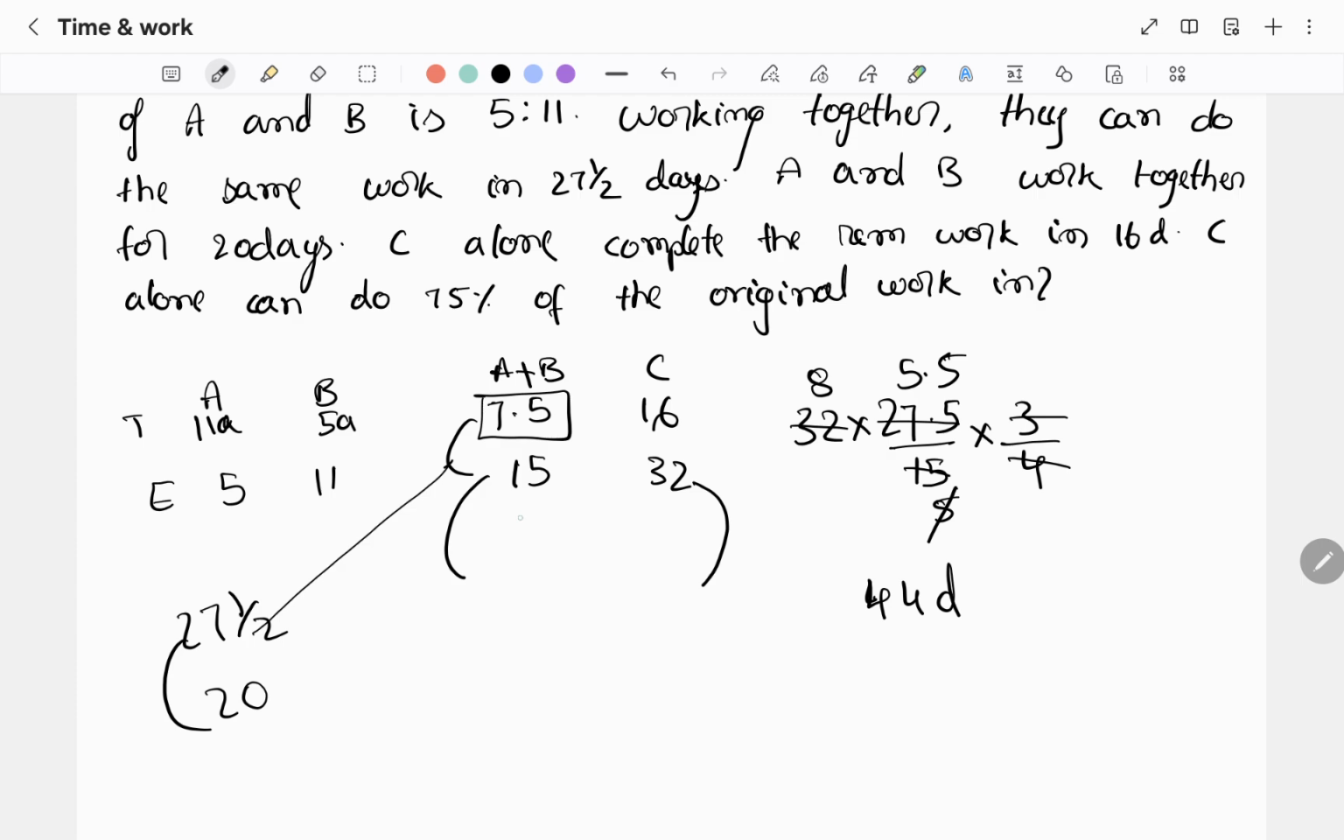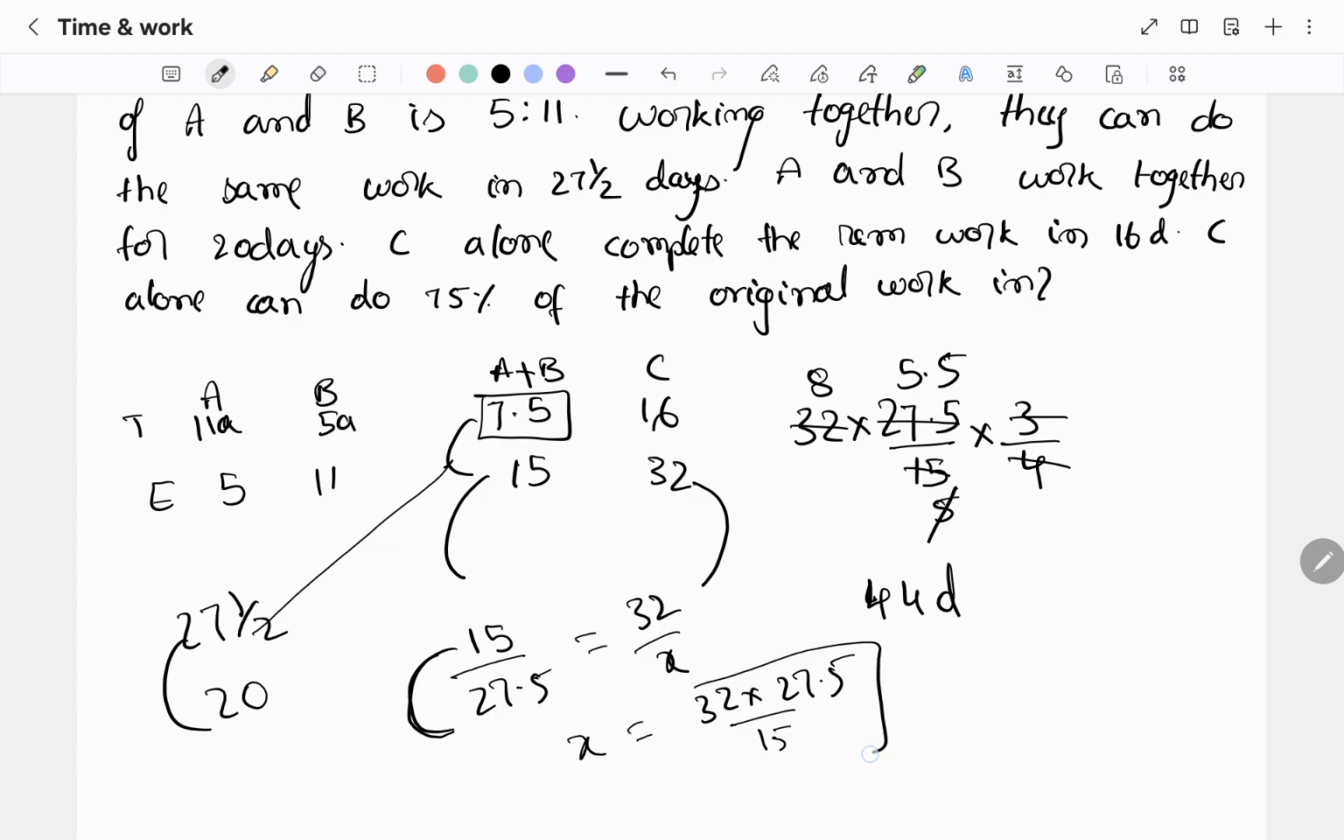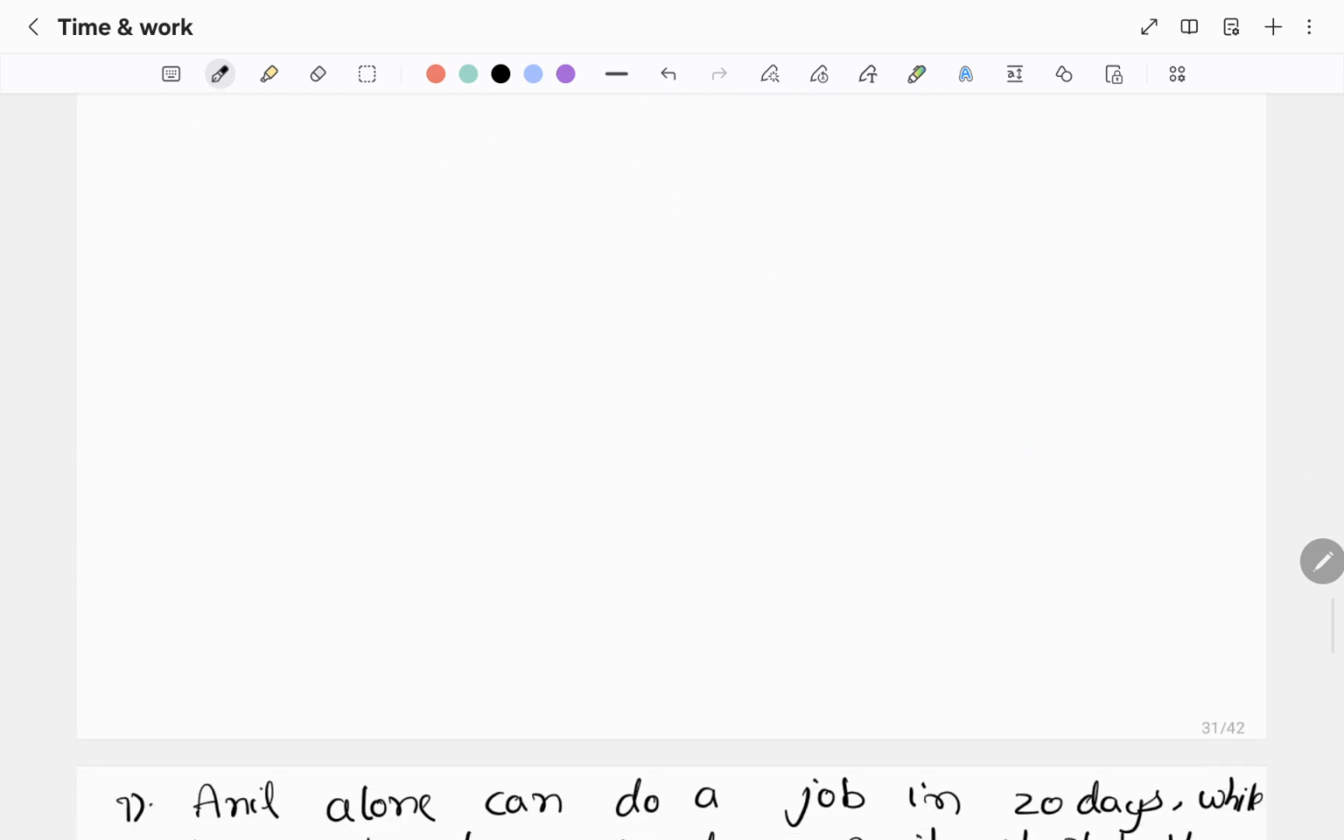Or else we can say it like this. See this, this 15 goes with 27.5. The ratio of 15, which means the work left, to the total, which is 27.5, should be equal to 32 by x. Then x is equal to what? 32 into 27.5 by 15. Okay, this will be 100% of the work. So into 3 by 4. Okay, now you understood, I hope. Okay, next question.